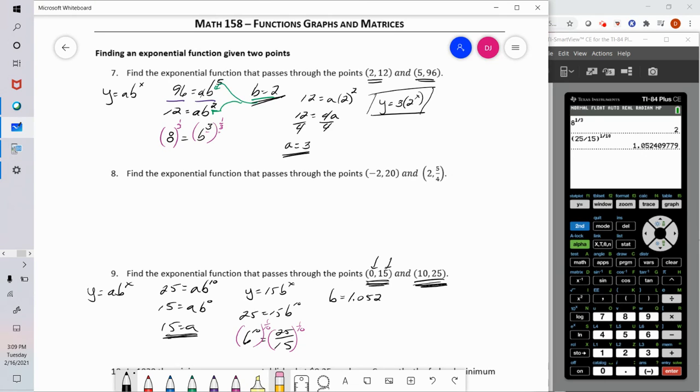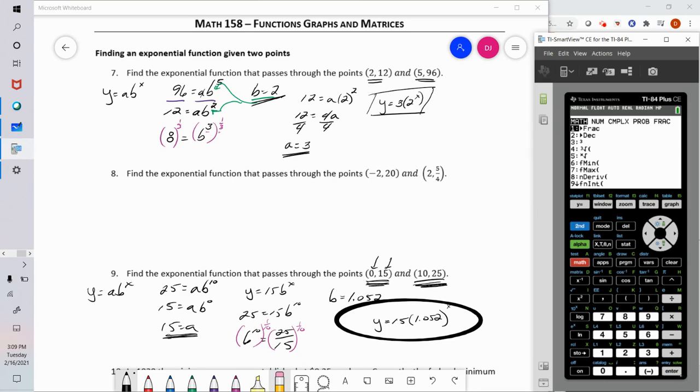So my equation is y is equal to a, 15, times 1.052 to the x. Okay. If you want to try to change this 1.052 back to a fraction, we could go to math, and number 1, we'll try to change this back to a fraction. I doubt it will work. No, it doesn't work. So rounding it to 3 decimal places is fine.